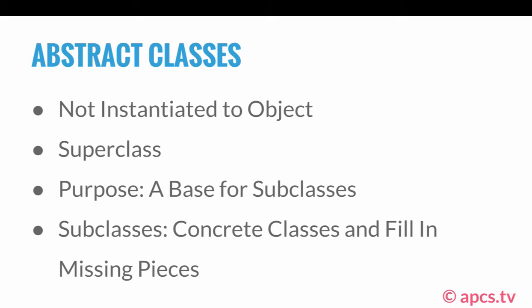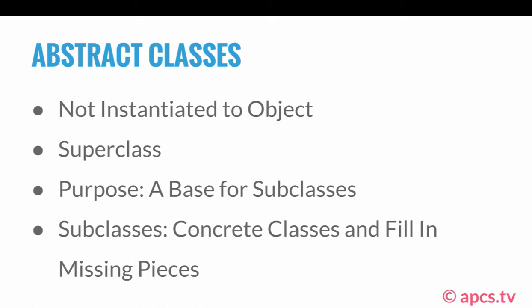So an abstract class is a class that is not instantiated to an object. As we know, usually when we have classes, we create these classes so that we can create objects out of them eventually. But the interesting thing about an abstract class is that you cannot create an object of an abstract class. Then you may be wondering, what is the purpose of an abstract class?